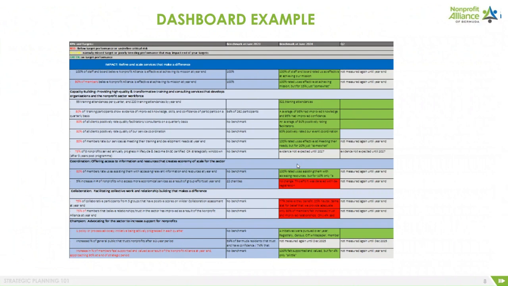Here is an example of a dashboard. In this example, KPIs and targets are tracked, benchmarks are noted, and when and how benchmarks were achieved are also noted. This dashboard identifies by color those KPIs that are below target performance or underlying critical risk, that are narrowly missed or poorly trending in performance that may impact the end of year targets, and those that are on target for performance.